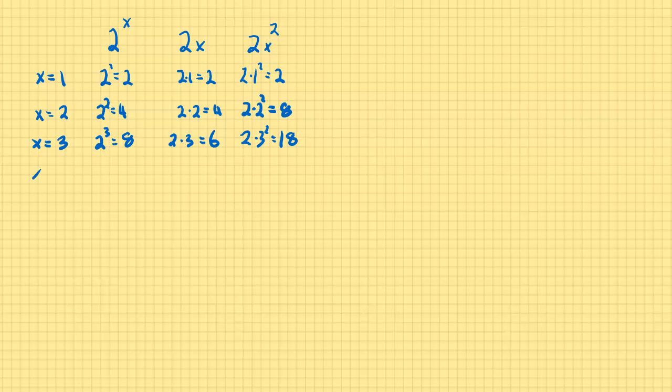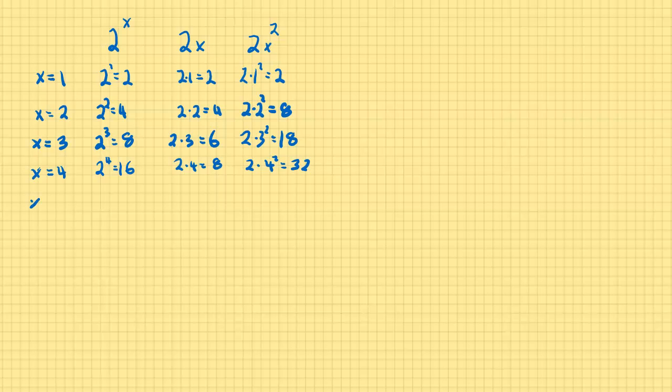Let's continue. What about when x equals 4? So we'd have 2 to the 4 power. That's 16. Okay, that's 2 times 2 times 2 times 2. And here we have 2 times 4, which is 8. And here we have 2 times 4 squared, which is 2 times 16, which is 32. Okay, let's keep going. So far, the quadratic function always has the greater value.